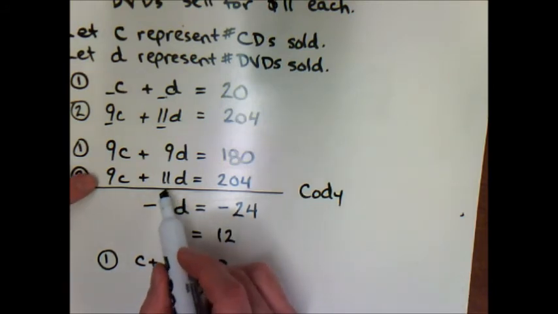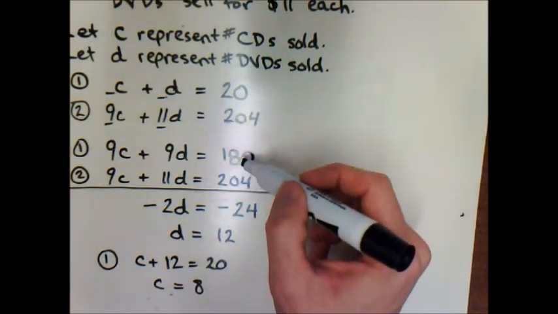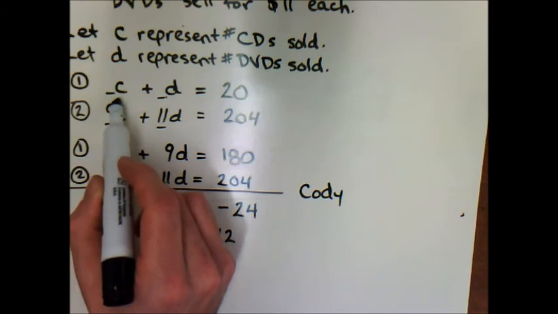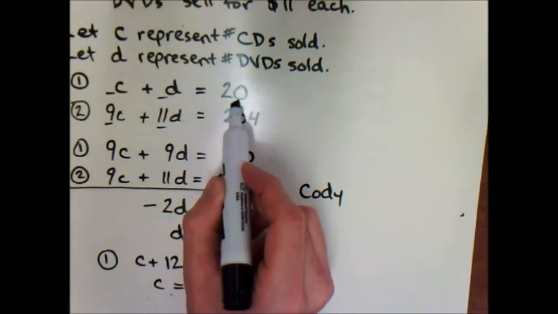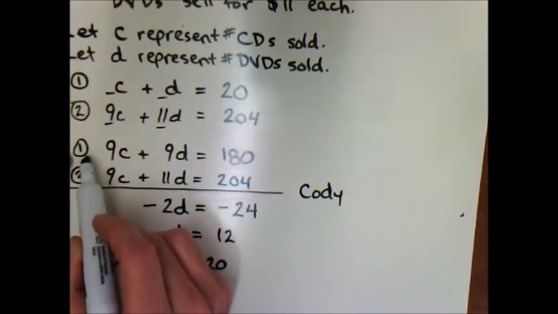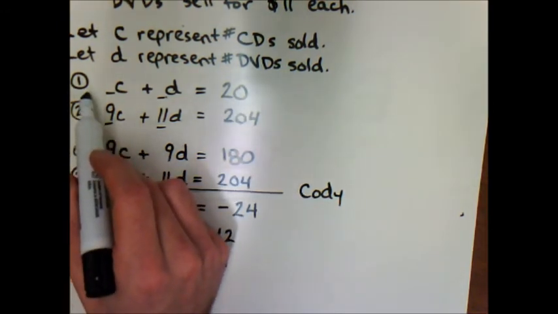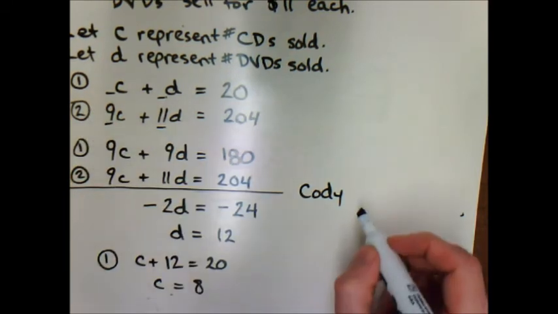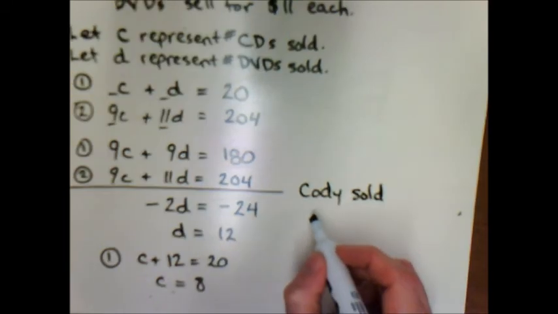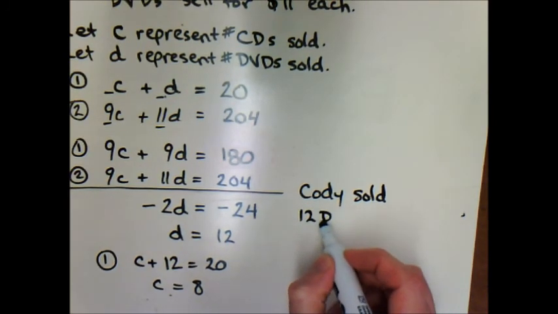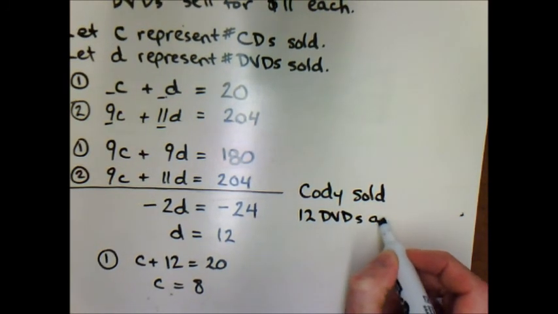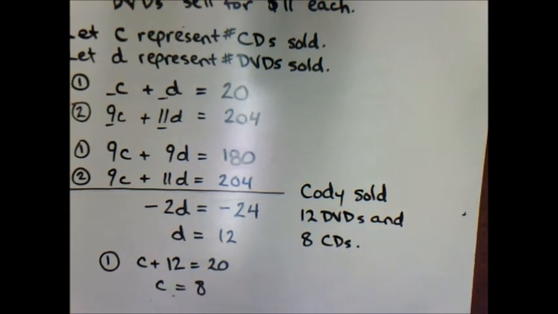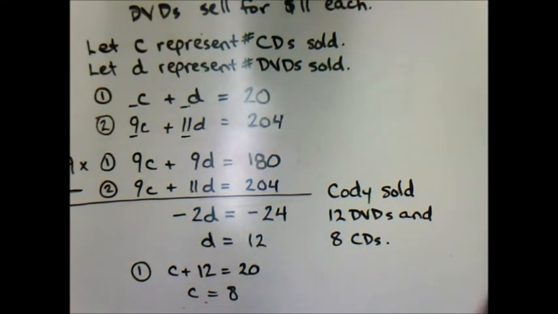This one? Because we multiplied equation 1 by 9. So we multiplied 9c, 9d, 20 times 9. That way, equation 1 is still the exact same as equation 1. Otherwise, it wouldn't be equation 1 anymore. It'd be something else. Okay? Cody sold 12 DVDs and 8 CDs. The end.